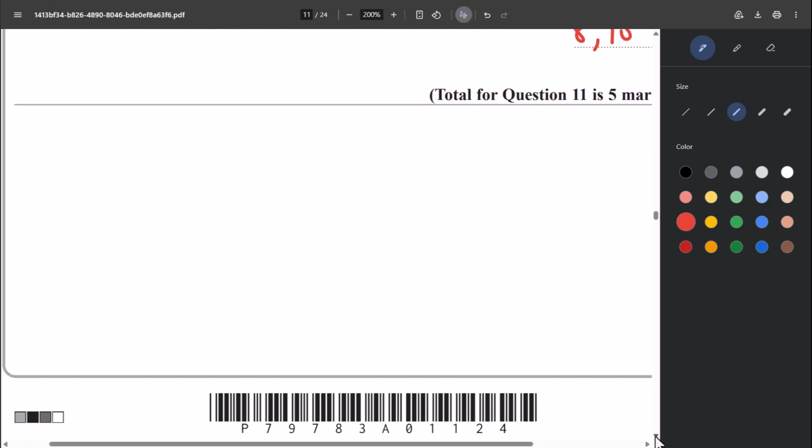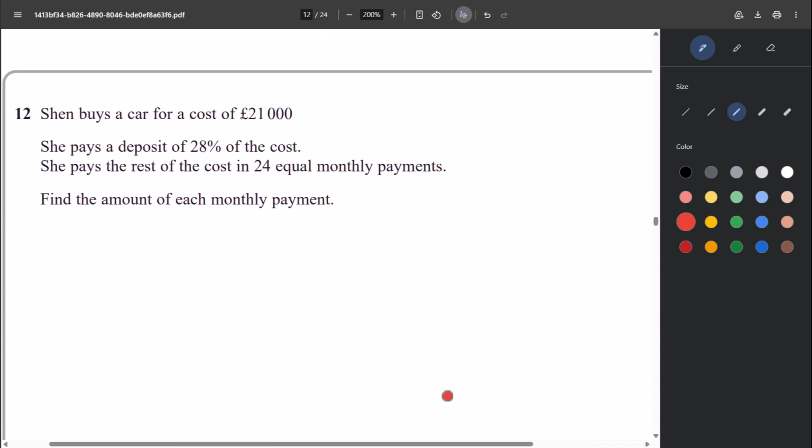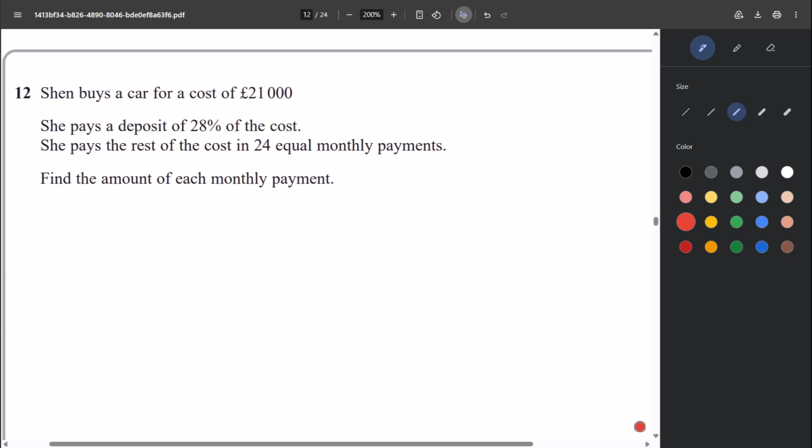And now we go to the next question, number 12. Shen buys a car for a cost of £21,000, and she pays a deposit. Now, this is the deposit that she paid: 28% of the total cost, which is £21,000.